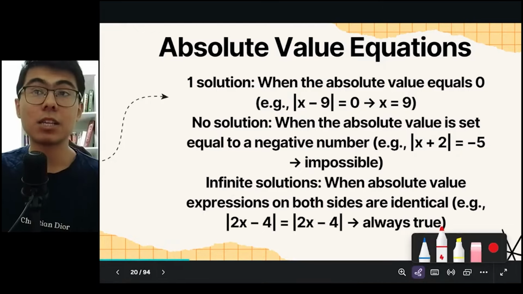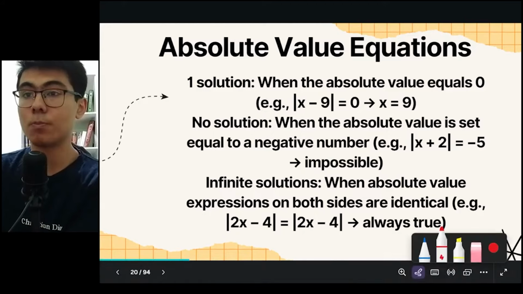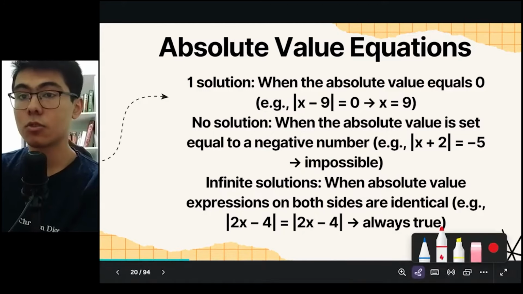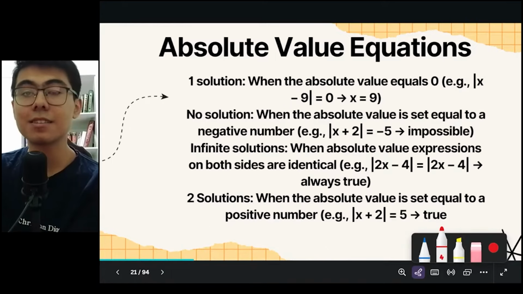Absolute value equations have infinite solutions when the absolute value expressions on both sides are identical. So in this case, both sides are identical, so it's always true, so there are infinite solutions. Now let's practice.